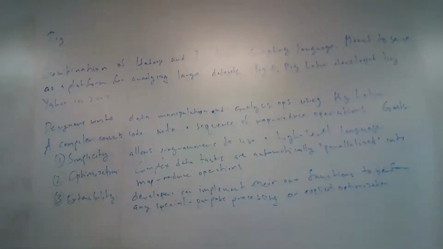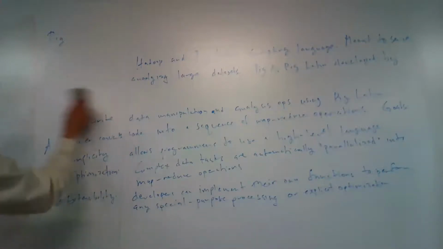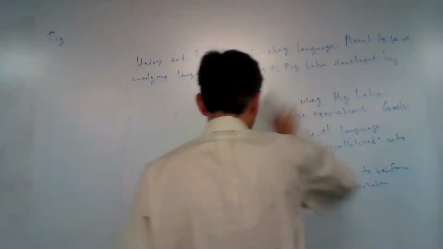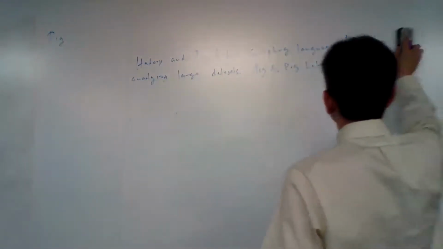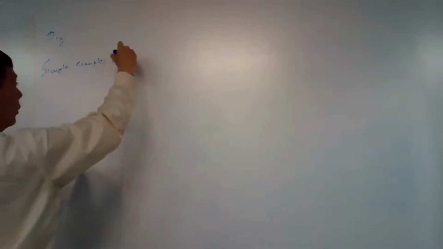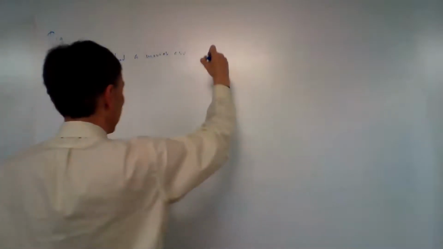So let me show you an example. I mean, this is all blah, blah, blah. Let me actually show you how Pig works on a simple case. So we're going to look at a simple example. We're going to load movies.csv containing movie information.